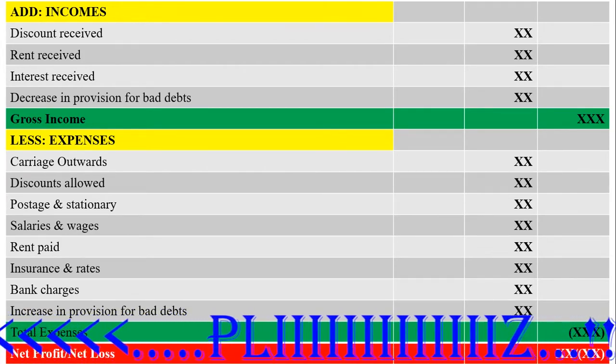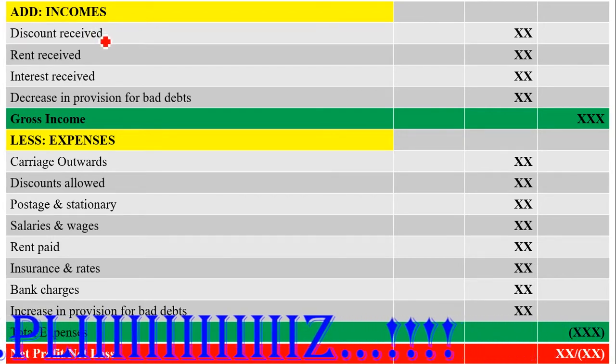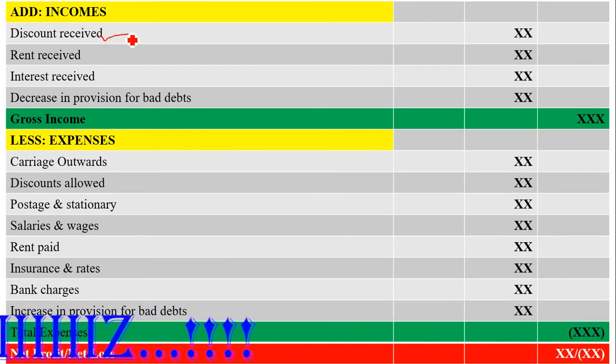Some of the incomes include something like a discount received. You bought goods and you are given some discounts. You have some tenants who paid rent to you. You had some interest that was paid to you. We had some decrease in provision for bad debts.